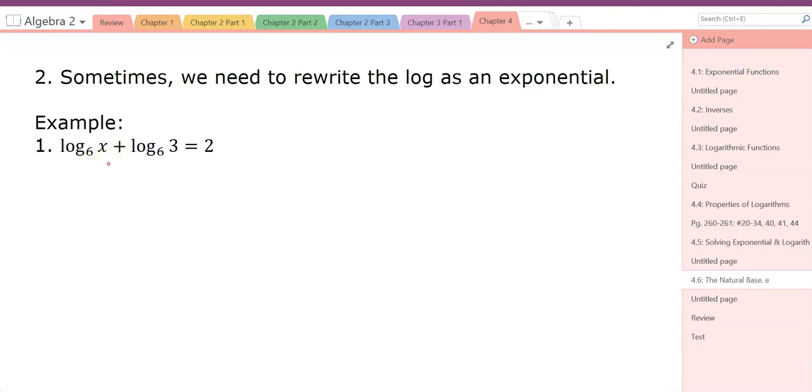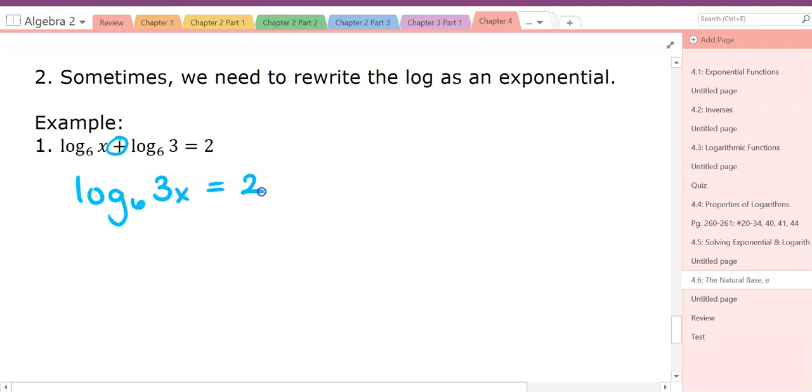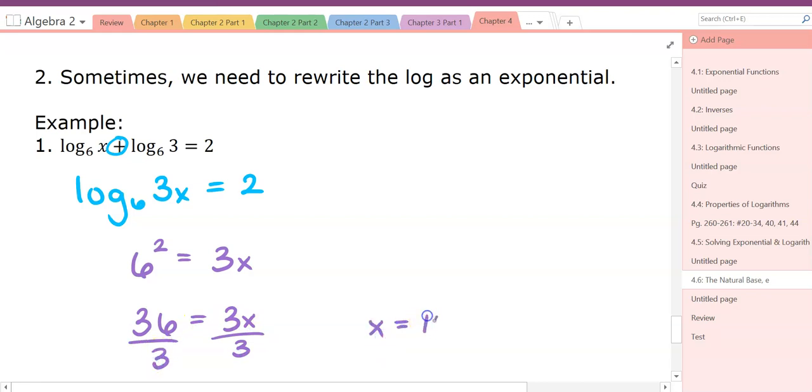So for this one, because on the left side I am adding these two logs together, that means I'm going to multiply those quantities, x and 3. So it's 3 times x, or 3x, and this is going to equal 2. Then I'm going to rewrite this as an exponential equation. So you take that 6, and the 2 becomes the exponent, so 6 squared equals 3x. 6 squared is 36, which equals 3x. We divide by 3, so x is going to equal 12.